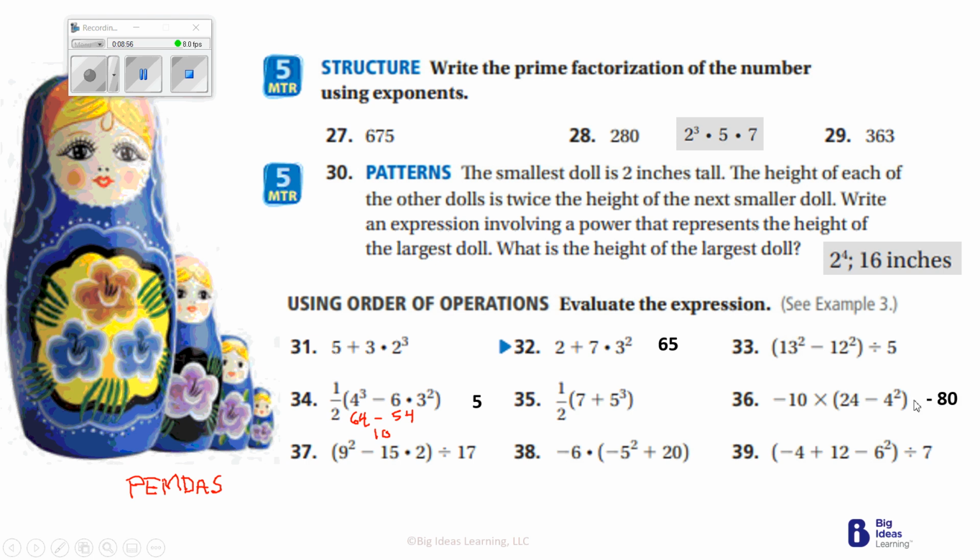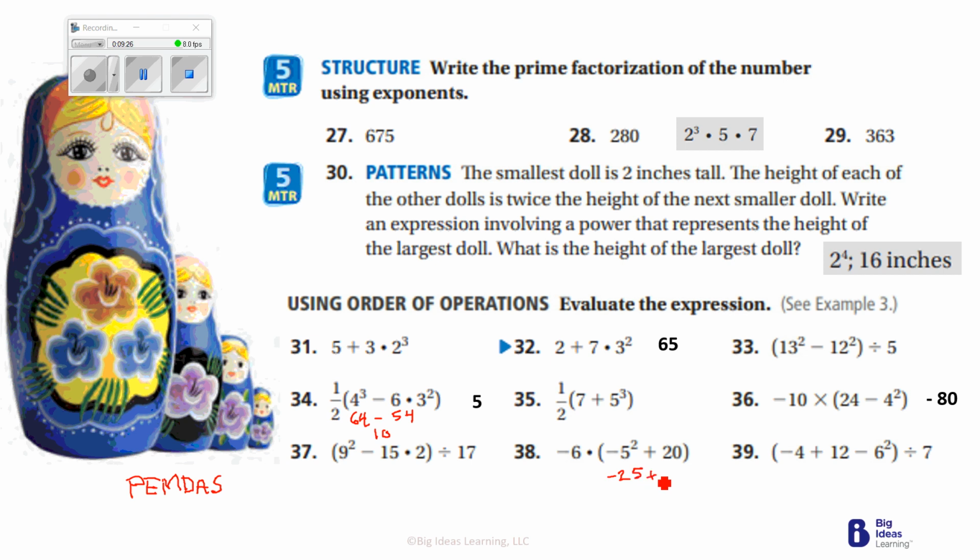There we go. Number 38, we have negative 6 times negative 5 to the second power plus 20. Again, we must do exponents first. Negative 5 to the second power is going to be 5 to the second power, which is 25. So this is a negative 25 plus 20. Let's just write that in again. This is really negative 25.